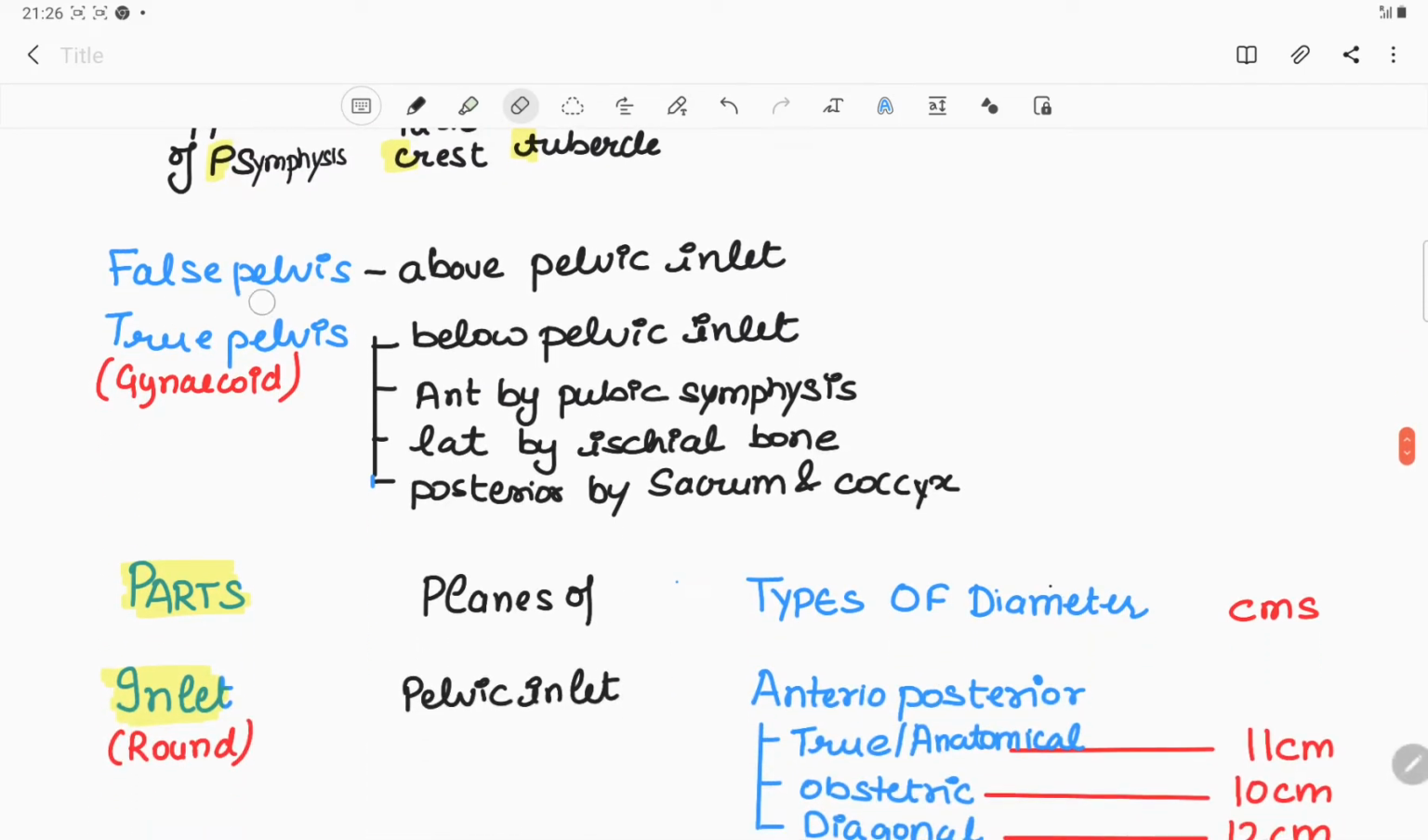Then what is the false pelvis? It lies above the pelvic inlet. It doesn't have any obstetric significance. It just supports the gravid uterus only. Then the true pelvis lies below the pelvic inlet. It is anteriorly bounded by the pubic symphysis, laterally by the ischial bone and posteriorly by the sacrum and coccyx.